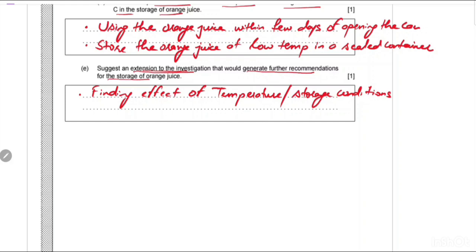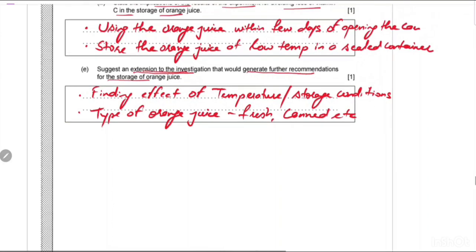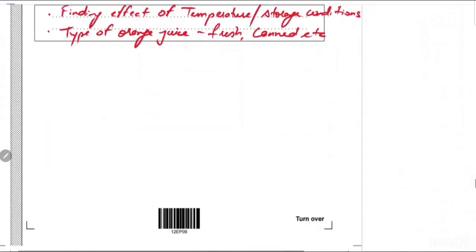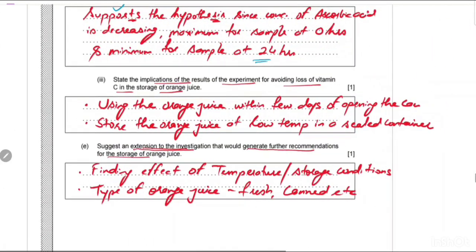Number 2, it could be the type of orange juice. Types of orange juice could be fresh, canned, etc. These 2 could be the main important extensions which can be added to the given experiment. Okay, so that's all about question number 2.